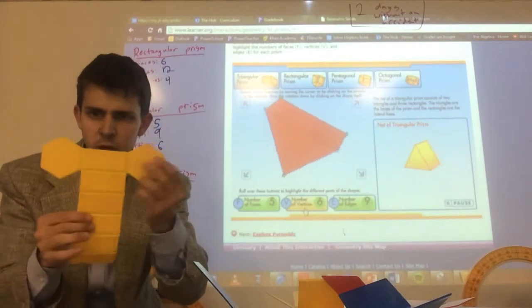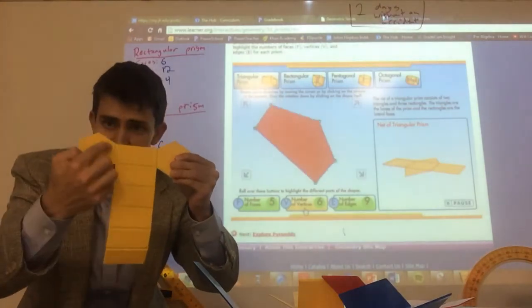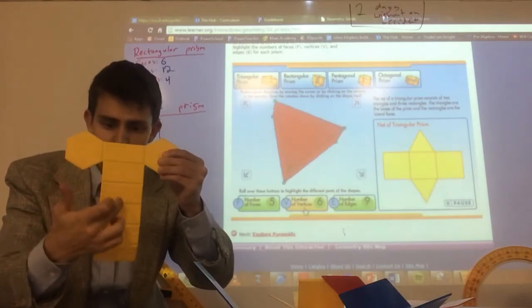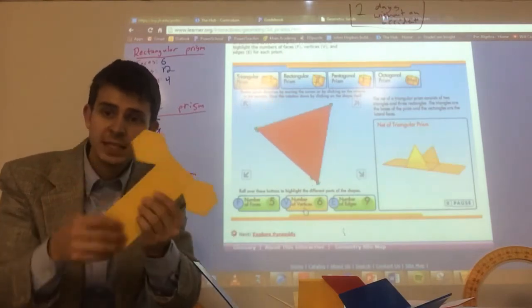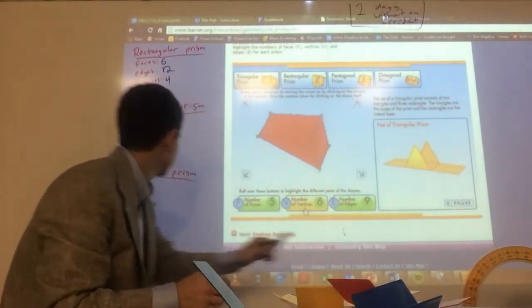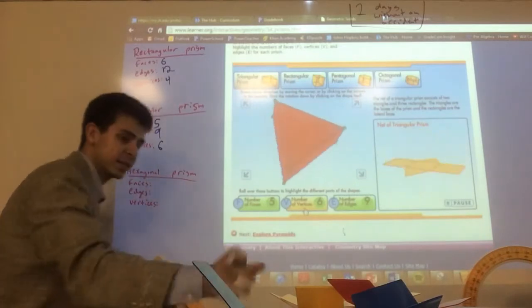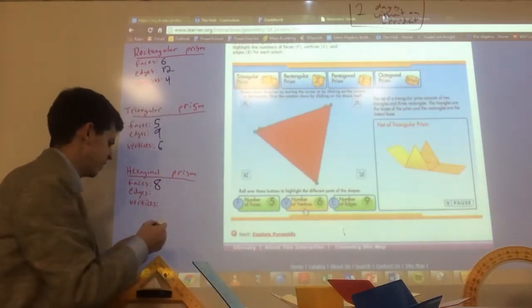So there's a total of 1, 2, and because I know there's 6 sides in this hexagon, I know there must be 1, 2, 3, 4, 5, 6, 6 rectangles in between the 2 bases. So that's going to be 2 bases and the 6 rectangles, that's 8 faces.